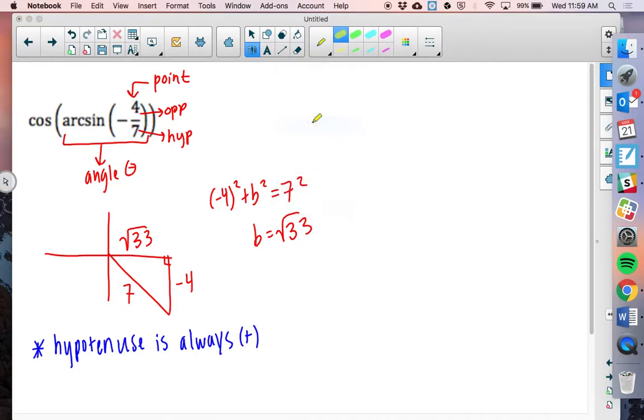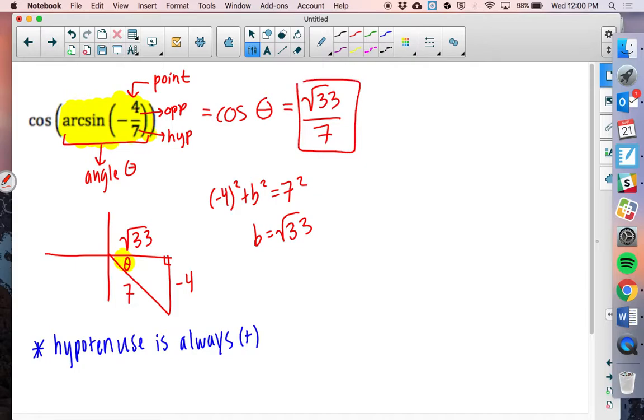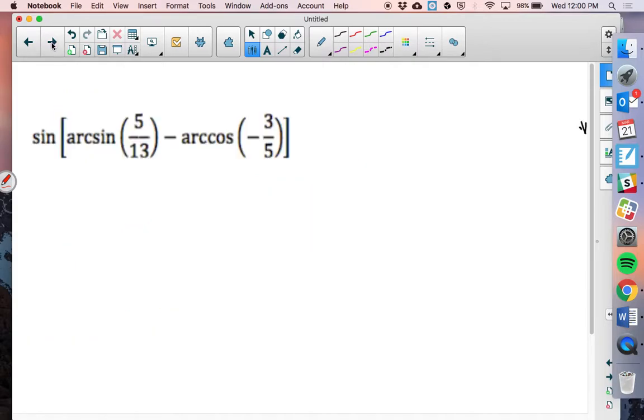So once again, this part here, this arcsine, outputs an angle. That angle is theta here. So what I'm really finding is cosine of theta. And using the triangle, what is cosine of theta? Well, cosine's adjacent over hypotenuse, so we got square root 33 over 7. That's your final answer. Now, last problem we're going to do here is a little bit trickier. I know you're going to enjoy it.